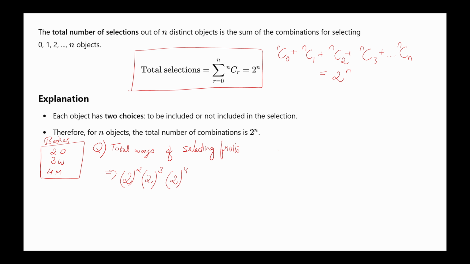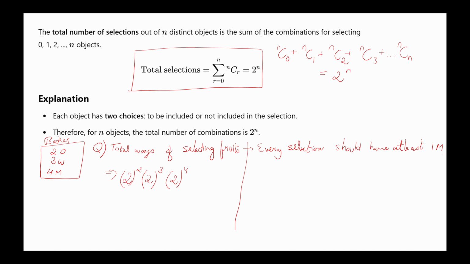Now what if I twist the question? If I were to give a catch in this question, and the catch is that every selection should have at least 1 mango. Now what do you interpret from this? That means that in each and every selection I should have 1 or more than 1 mangoes.